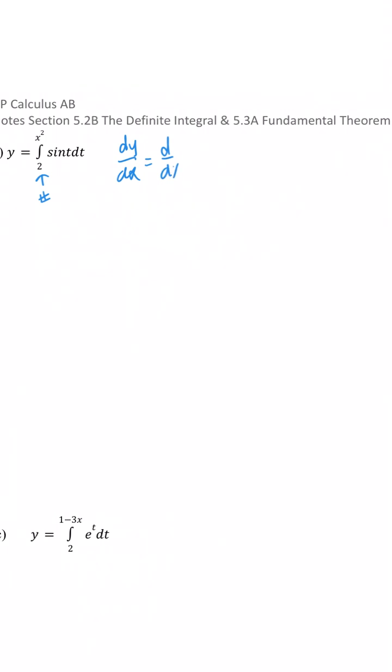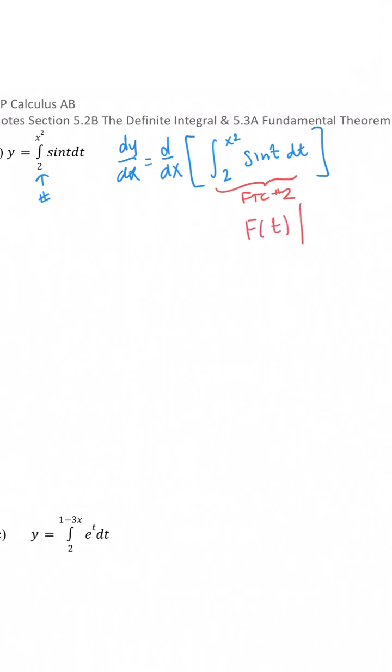We're going to take d/dx of the integral from 2 to x squared of sine t dt. Remember that this right here is fundamental theorem part 2. Just ignore the derivative business for a second. This is just saying find the antiderivative of this function and evaluate it from 2 to x squared. And even take it one step further, we know that this is going to be F(x squared) minus F(2).